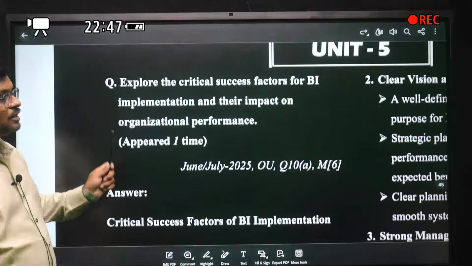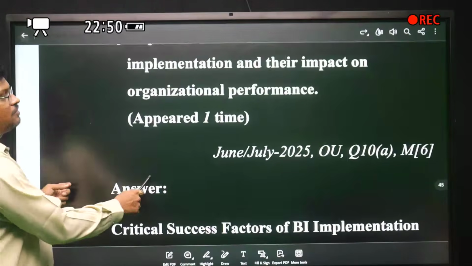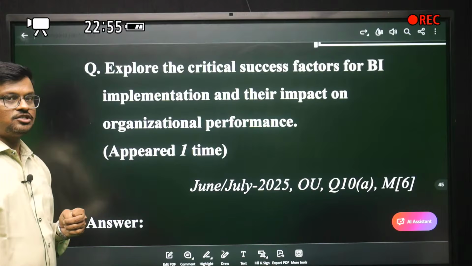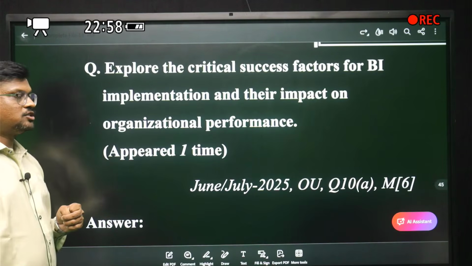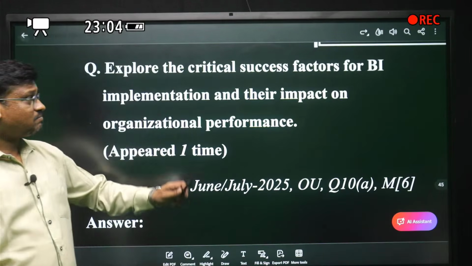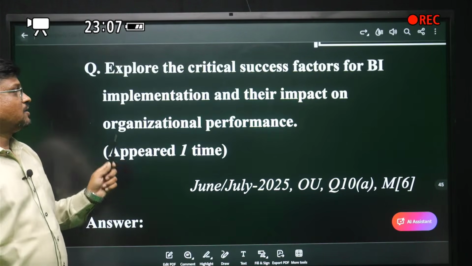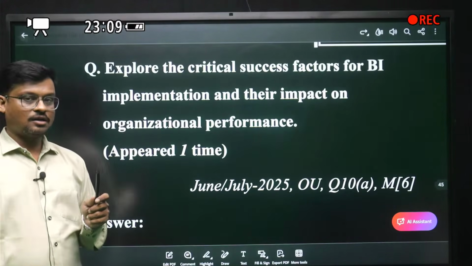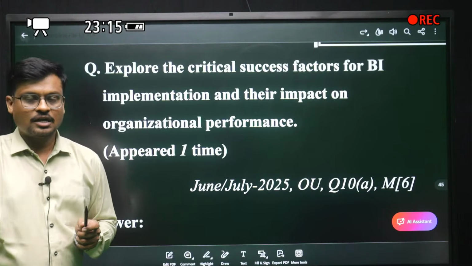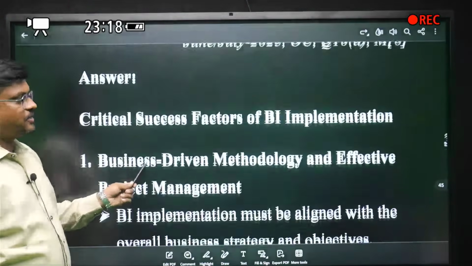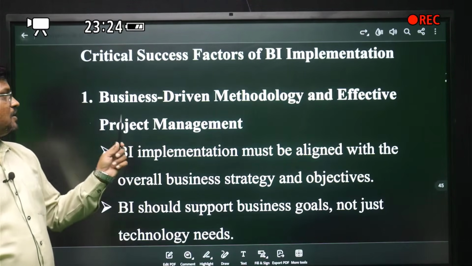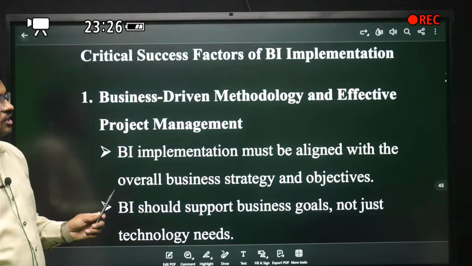Now we will jump into unit number 5. In unit number 5, we will explore the critical success factors of business intelligence implementation and their impact on organization performance, which was asked in June-July 2025. What are the critical success factors for BI implementation and their impact on organization performance? Whether I can implement business intelligence for my organization or not. If I implement, what are the critical factors for it? That is your question.